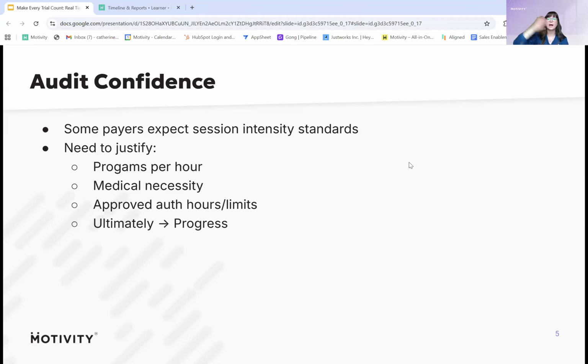So again, a proactive approach: we asked for 5 hours, we're looking at 3, but we are seeing progress and we are seeing that we're working on the number of goals that we would want during this time frame. So do we need to not ask for 5 this time? This learner is making progress with 3 hours. That type of decision making is huge when it comes to payer relationships as well as audit confidence.